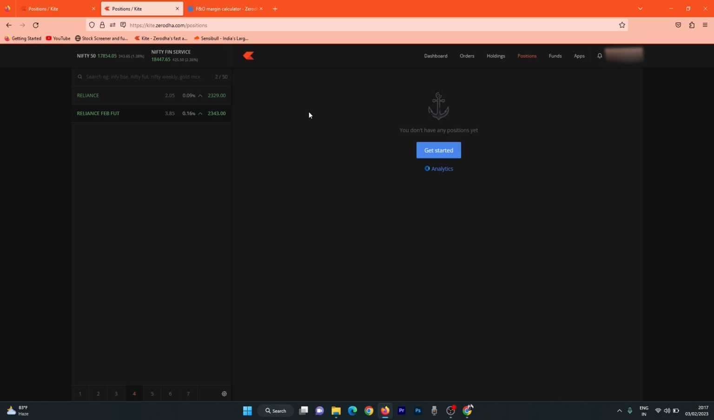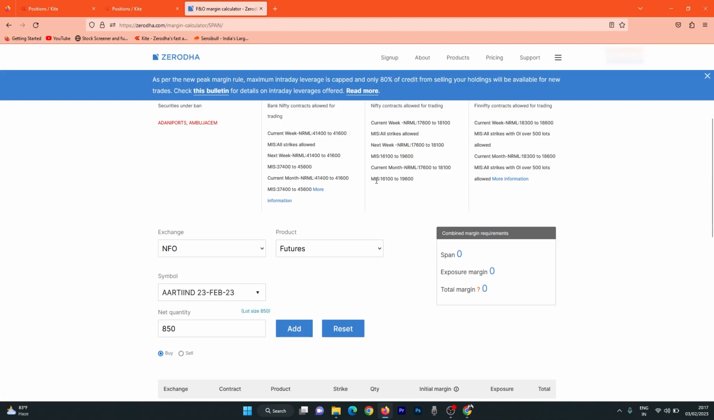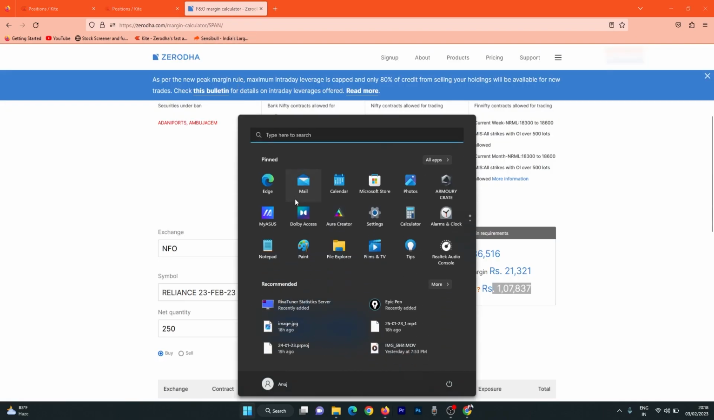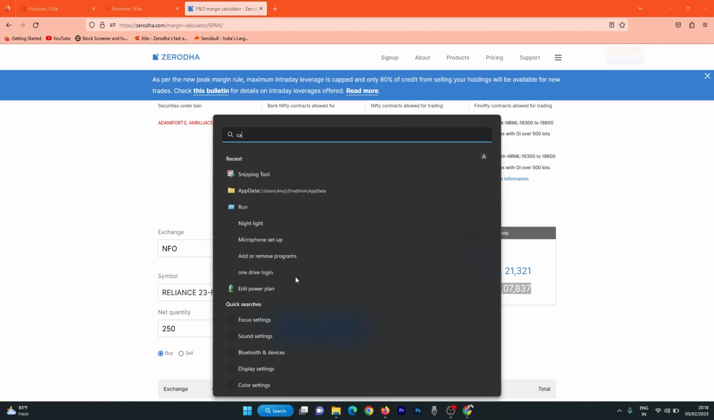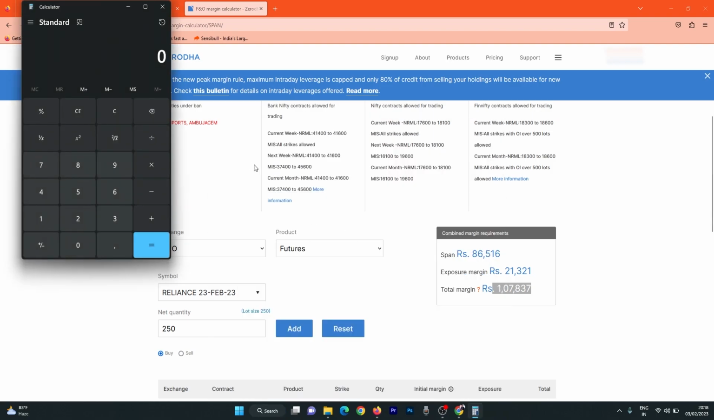Now, why do people actually go for the future, right? So, for that, I'll have to go to the Zerodha margin calculator. Over here, you just have to choose NFO for futures and options, the futures category, and let me see Reliance February future. Right now, once I add this, you will see that at 250 quantity, I just pay 1,07,837 rupees. Whereas if I have to actually buy 250 shares of Reliance, it would cost me far more, right? It would cost me, let's say, 2,300 into 250. It would actually cost me more than 5 lakhs, right?